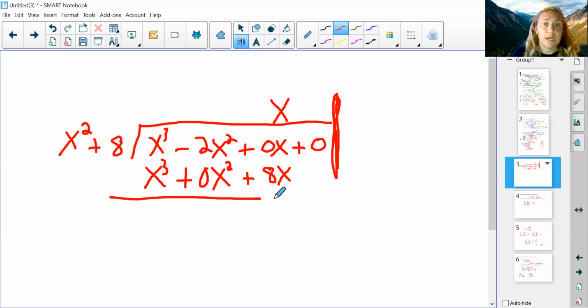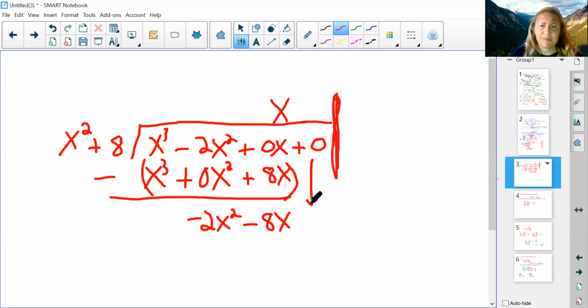Now I have to subtract this. So this will 0 out. That's the goal. Always make the first term 0 out. Then when I subtract here, I am going to get negative 2x squared. And then I have to distribute that negative, so I'll have 0x minus 8x, which is minus 8x. And then when I go to bring down the next term, I'm just bringing down a 0. But that is my next term.